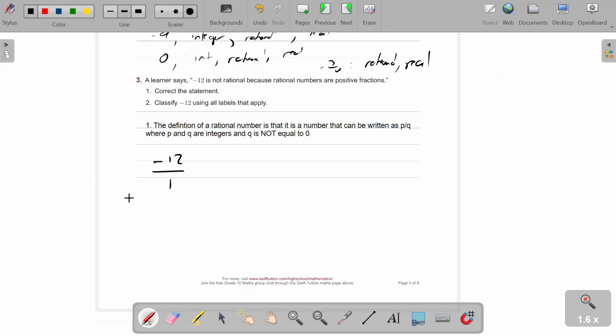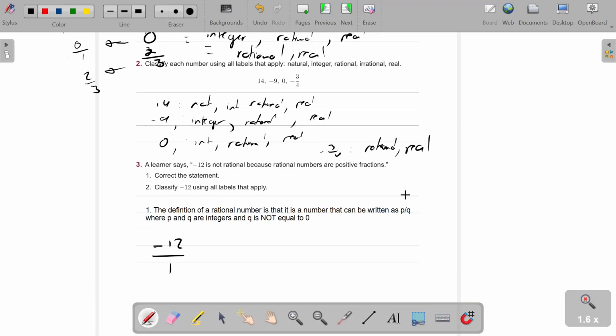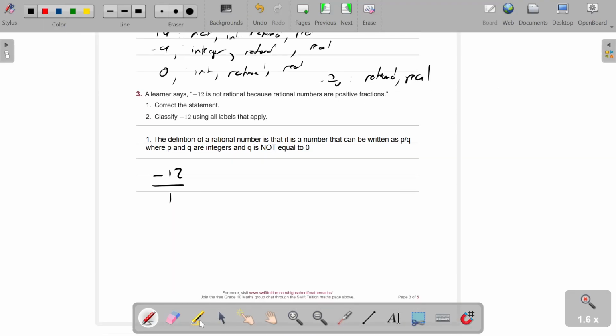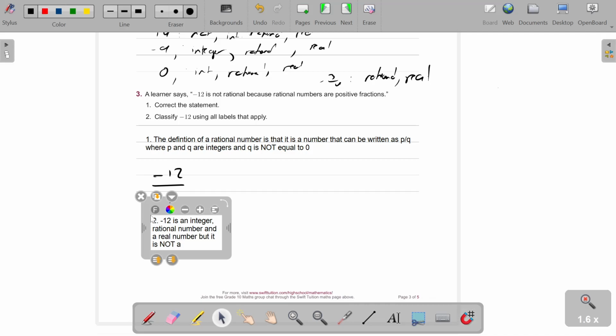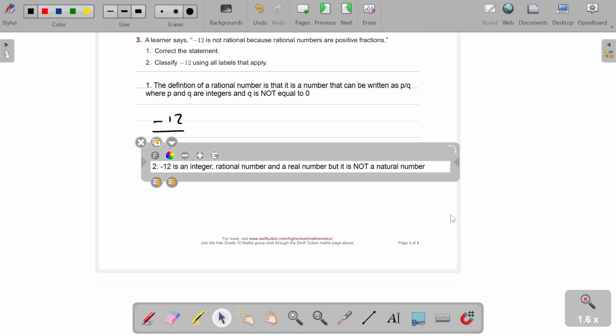And then obviously we can classify -12 with the labels that can be attributed to it. -12 is an integer, a rational number as well, and a real number, but it is not a natural number. All right, and those are all the labels that can be attributed to -12. And that's about how you'd go about approaching that specific problem.